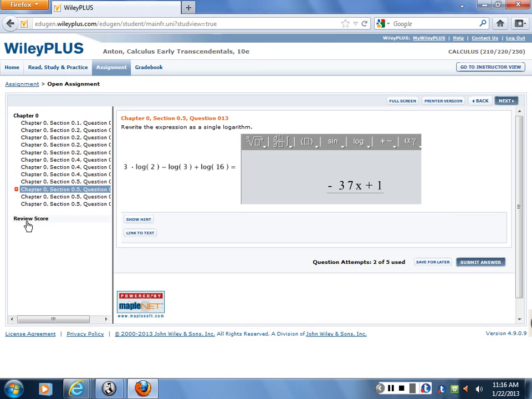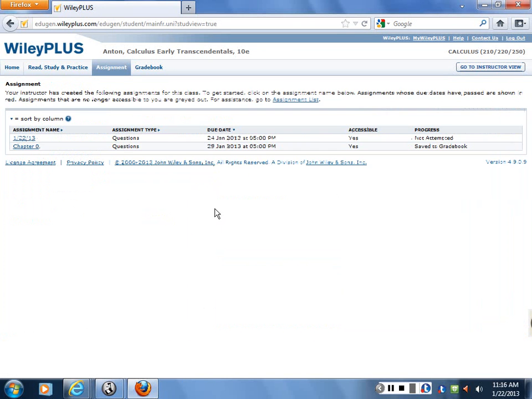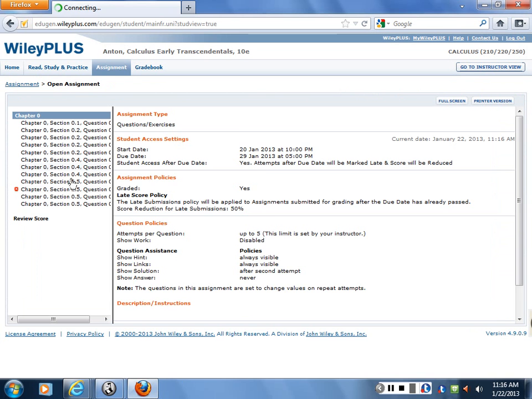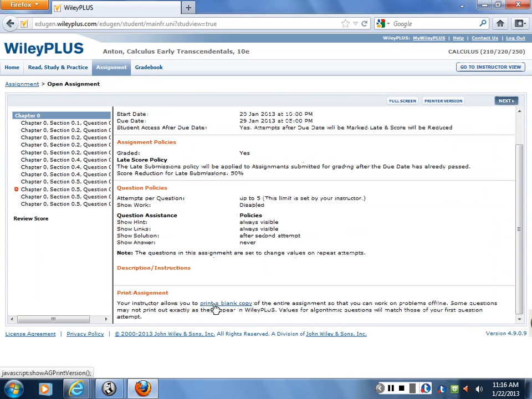Question? If you were to print off the homework and actually fill it out before you do it online, would it give you different questions? Yeah, it's randomly generated. So in the beginning assignments, print a blank copy of the entire assignment so you can work on problems offline.